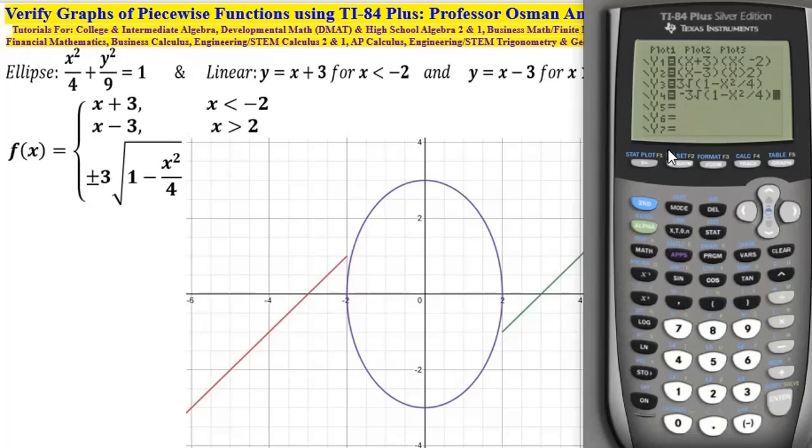Then we'll adjust the window to x from minus 6 to 6, and y from minus 4 to 4. Then simply do Graph. Here are the two linear functions. Then here is the ellipse.